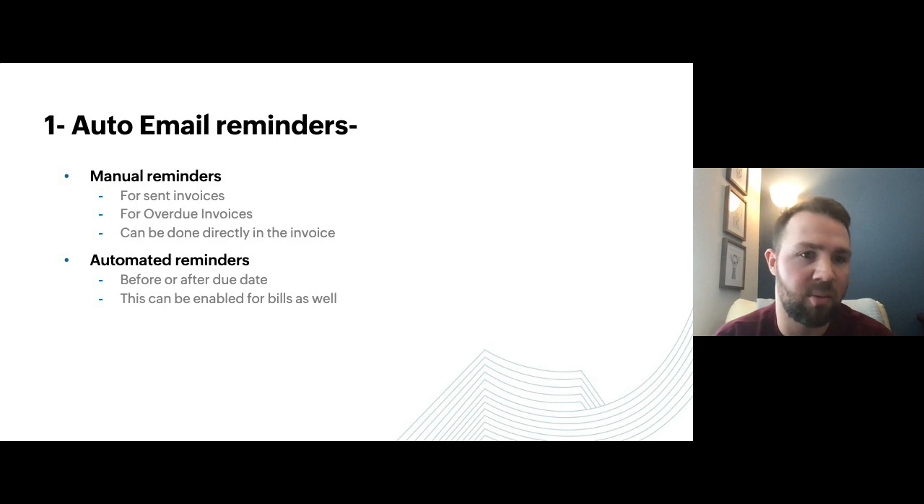For example, here, number 1 is auto email reminders. You can send out manual reminders for sent invoices and for overdue invoices, and it can be done directly within an invoice. So you're in an invoice and you're like, hey, I don't know what's going on with this customer and they still haven't paid. There's an email button up there. You just click it and it will send out an email to them for payment or whatever you would like.